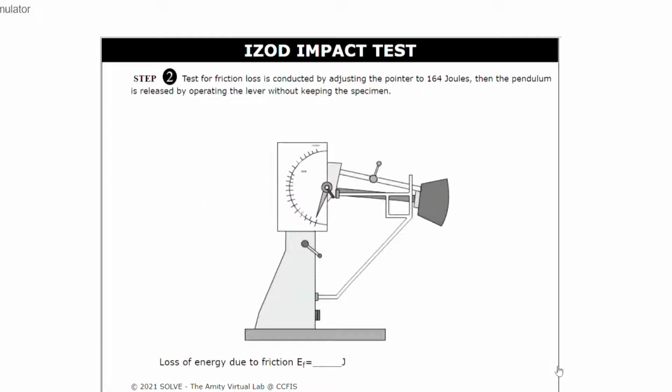Step 2. Test for friction loss is conducted by adjusting the pointer to 164 joules. Then the pendulum is released by operating the lever without keeping the specimen. Loss of energy due to friction, EF, is 2 joules.